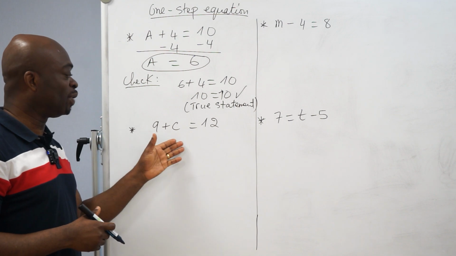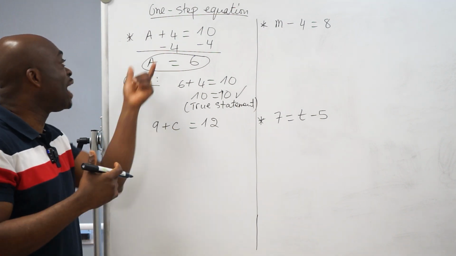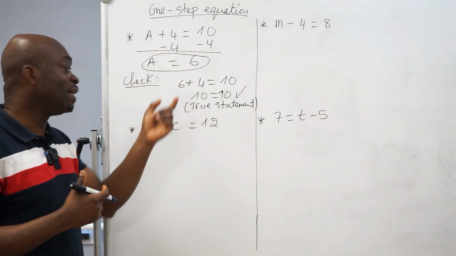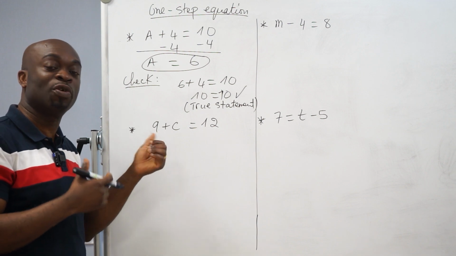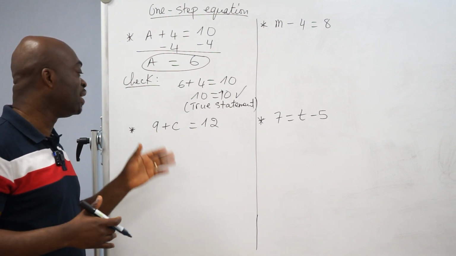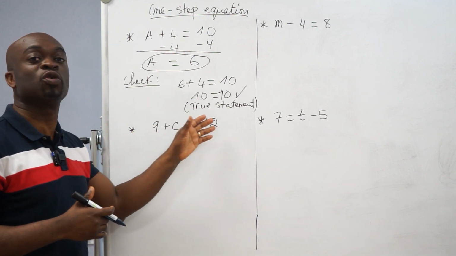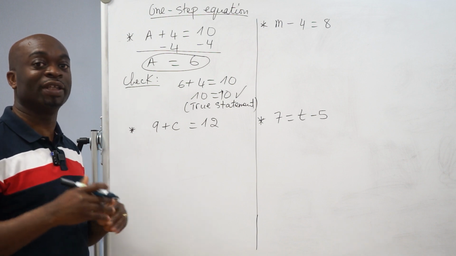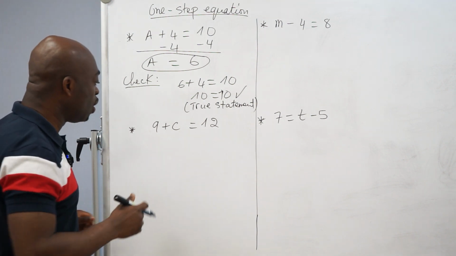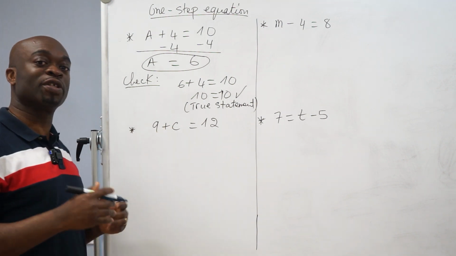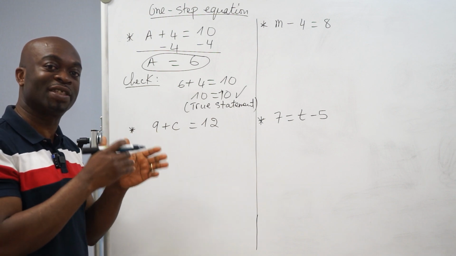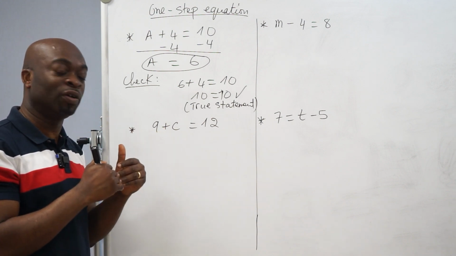So we have 9 plus C equals 12. You see how the first one was A plus 4. Now we can also have the number first, which is a constant. All right. So the constant plus C equals 12, which is the other constant on the other side. Okay. So we are solving also for C. That means we want to leave C alone. To leave C alone, that means what?